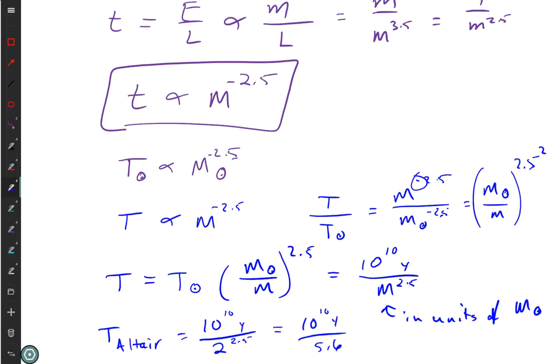So we can calculate the lifetime for Altair because we know its mass is twice the mass of the sun. And if it's 10 to the 10th divided by 5.6, is that a longer lifetime or shorter lifetime than our sun's? Shorter. It's about 1/6 the lifetime of our sun. Somewhere in the ballpark of 1.8 million years. Isn't it nice that the sun has a 10 billion year lifespan?